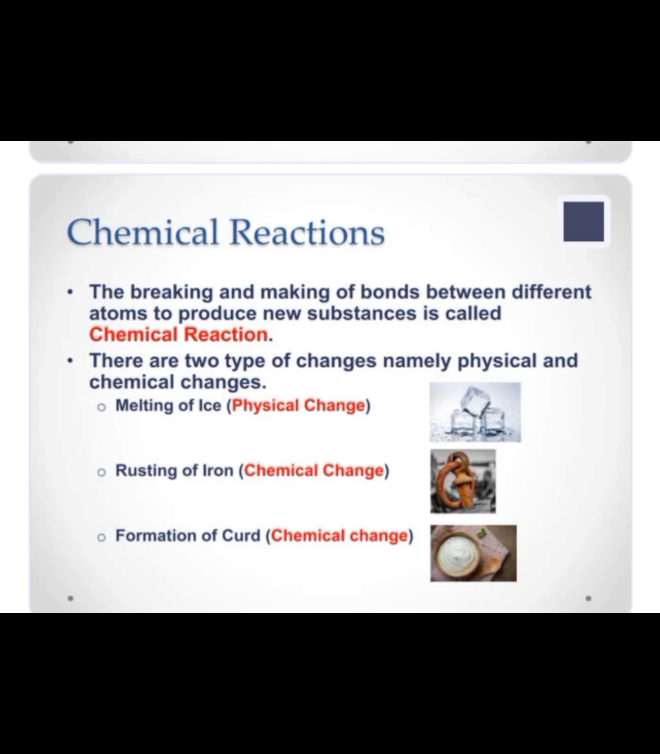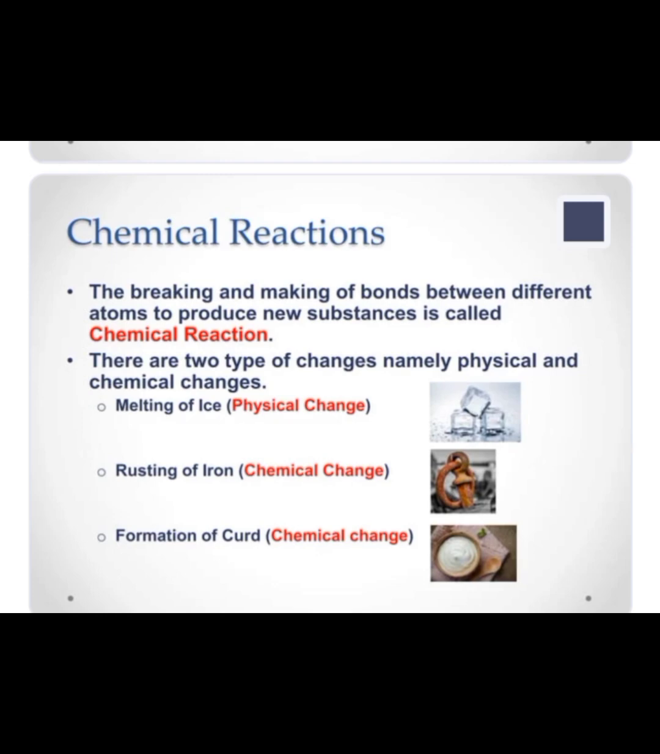Usually there are two types of changes, namely physical and chemical changes. What is a physical change? A physical change involves the change in the phase or the state of a substance. For example, melting of ice. Melting of ice involves the change of a solid state into a liquid state. Second is the rusting of iron. Rusting of iron involves a chemical change in which a new substance is formed.